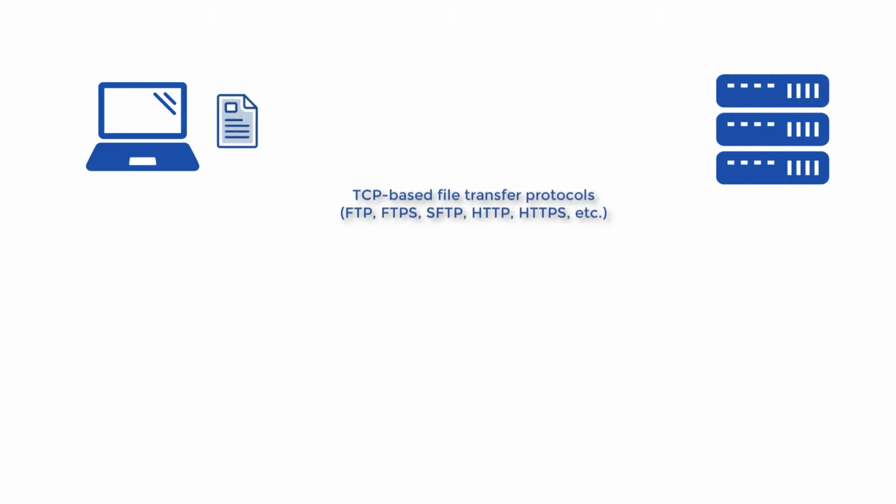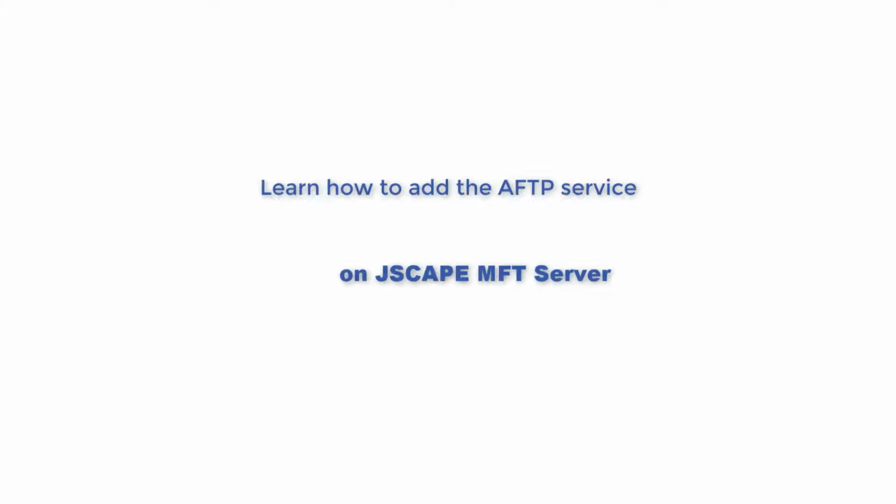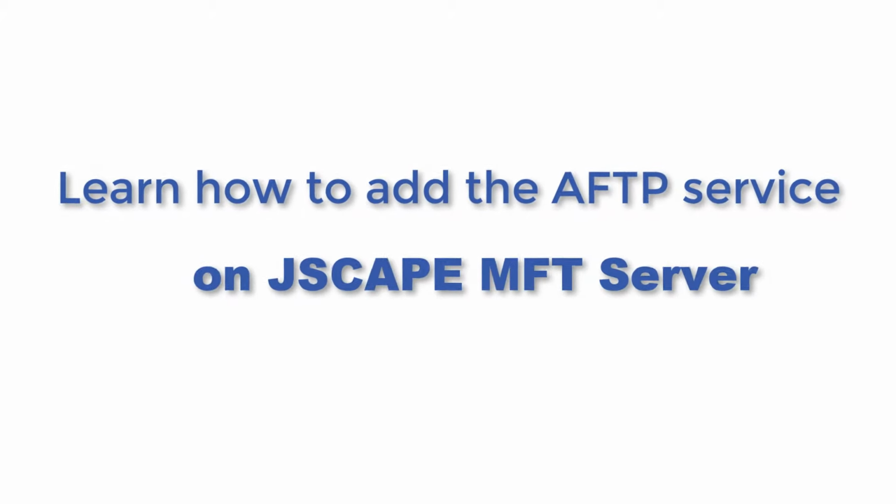JSCAPE's Accelerated File Transfer Protocol Service, or AFTP service, is the perfect solution for organizations looking to achieve high speeds in file transfers while suffering from poor network conditions like high latency and packet loss. In this post, we're going to show you how easy it is to enable the AFTP service in your JSCAPE MFT Server instance. Okay, let's begin.